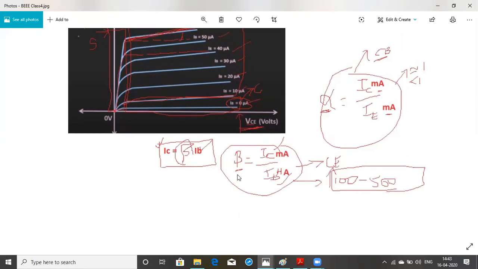So this is a large signal. For that reason, for amplification purpose, we are going to use the common emitter configuration. Always for amplification purpose, we use the common emitter configuration because the beta value is very high. Okay.